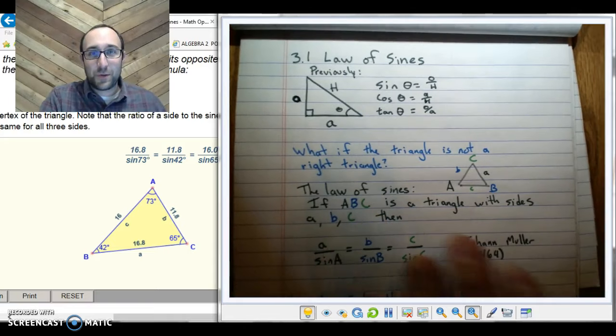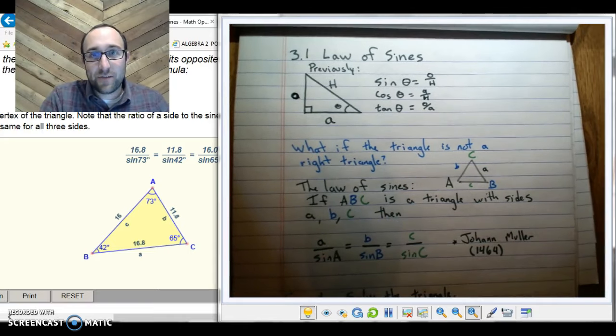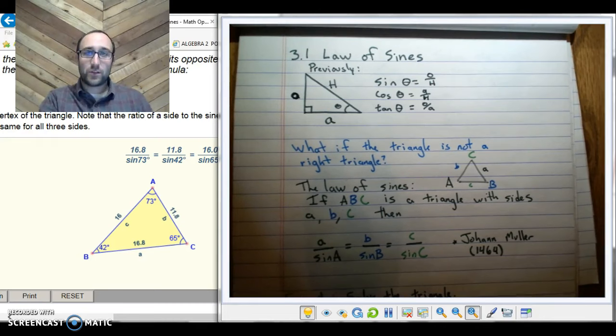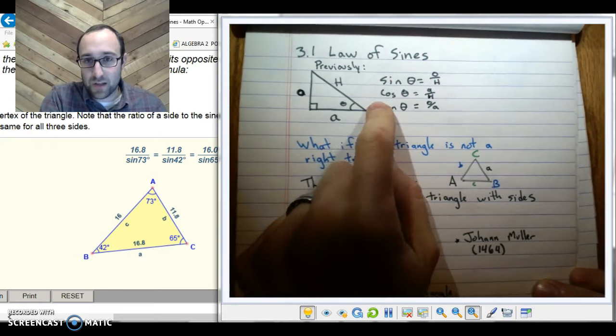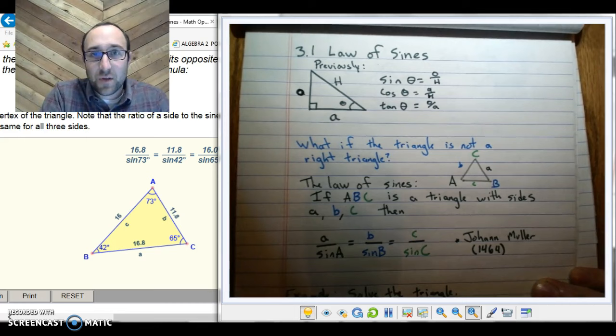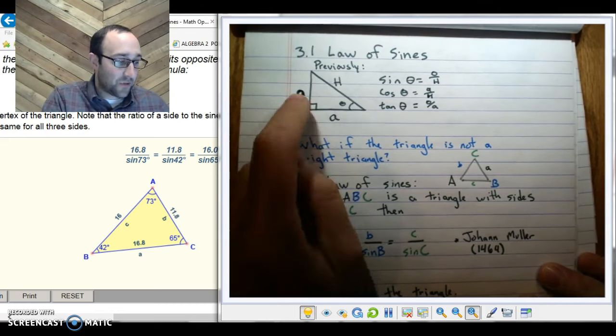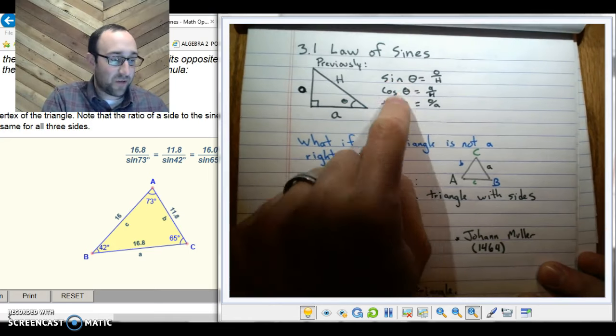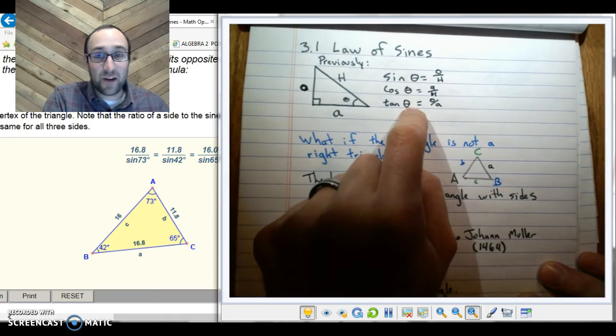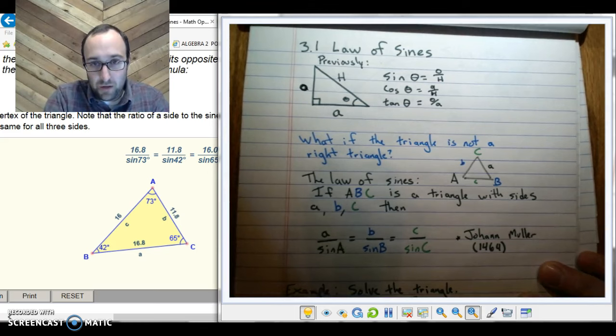Hello everyone, welcome to 3.1, our next section, Law of Sines. Previously, what you have learned is sine theta, cosine theta, tangent theta, SOHCAHTOA. It worked really well to find that theta. You had opposite, adjacent, hypotenuse, and you just had to figure out which ones you had, which ones you needed to find out, to figure out the missing parts of the triangle.